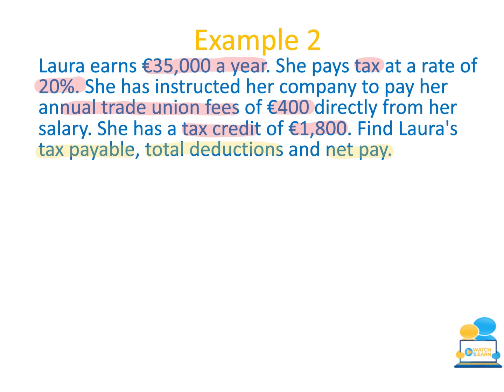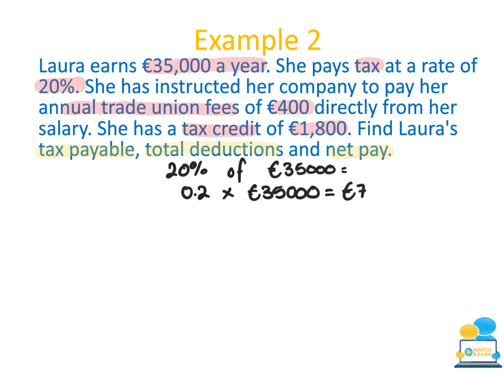So the same as I started example 1, I'm going to find out how much tax or income tax Laura pays in a year. So we know she pays the rate of 20%, so I'm going to find out what is 20% of €35,000. To do that, I'm going to change 20% into a decimal, so 0.2, and multiply that by 35,000. Popping that into my calculator, I get an answer of €7,000.